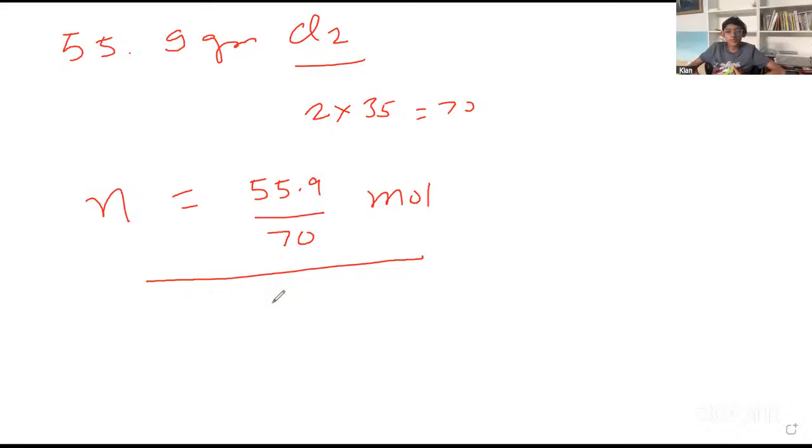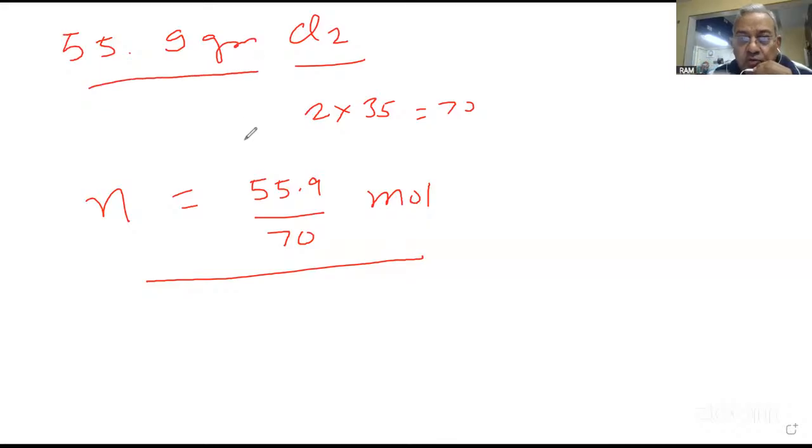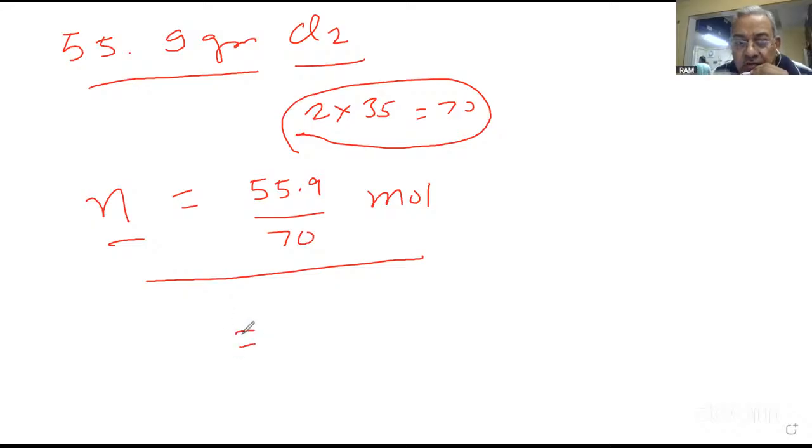In the last questions, we have seen how to calculate the number of moles from a given mass of a chemical compound, right? Suppose 55.9 gram of chlorine, Cl2, is given. The molecular mass will be 70, and the number of moles will be 55.9 upon 70. Now, for molecules, we have to replace mole with Avogadro's number.